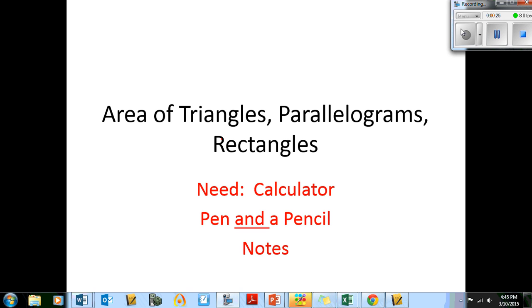You are going to need your calculator, a pen, and a pencil because you will be making some markings. And that'll be good for you to have a pen or a highlighter, and then your notes and your formula sheet so you can begin writing down various areas on that formula sheet. All right, here we go.